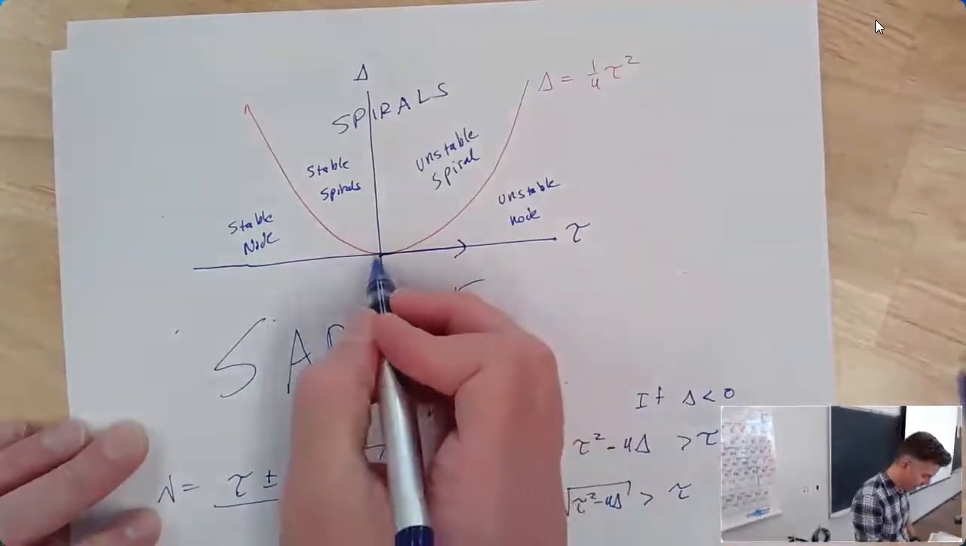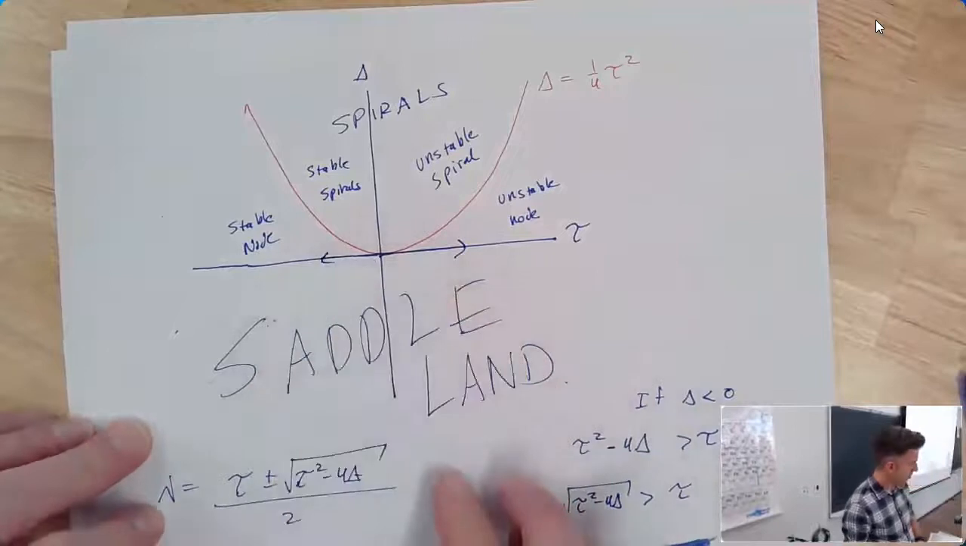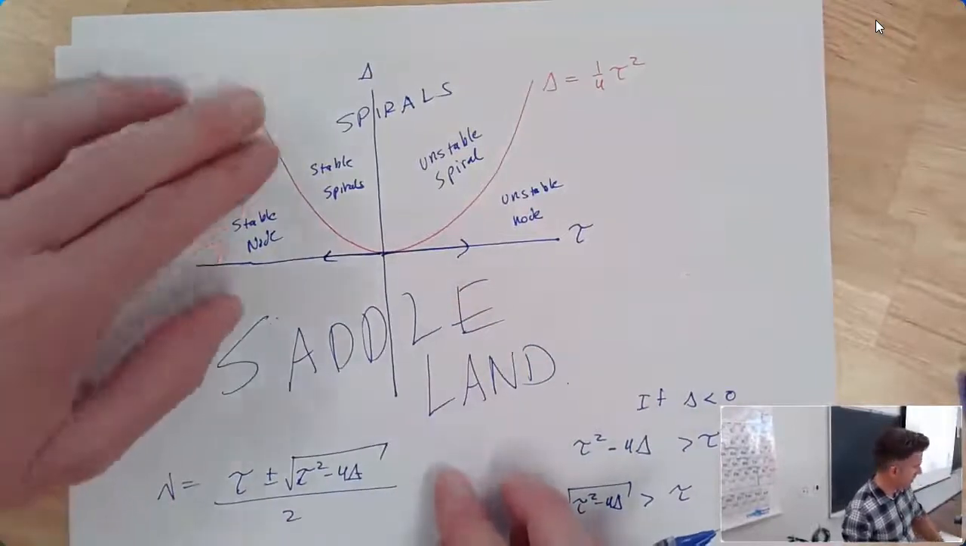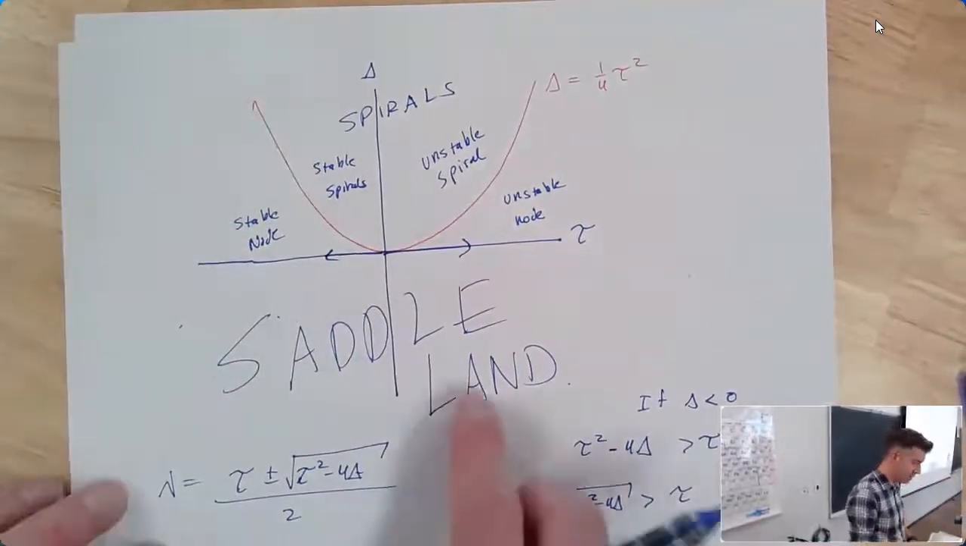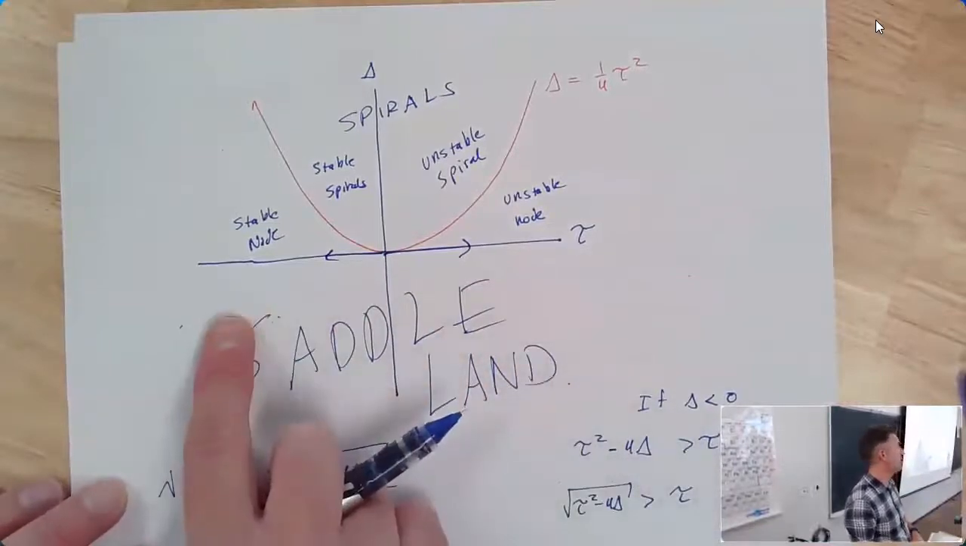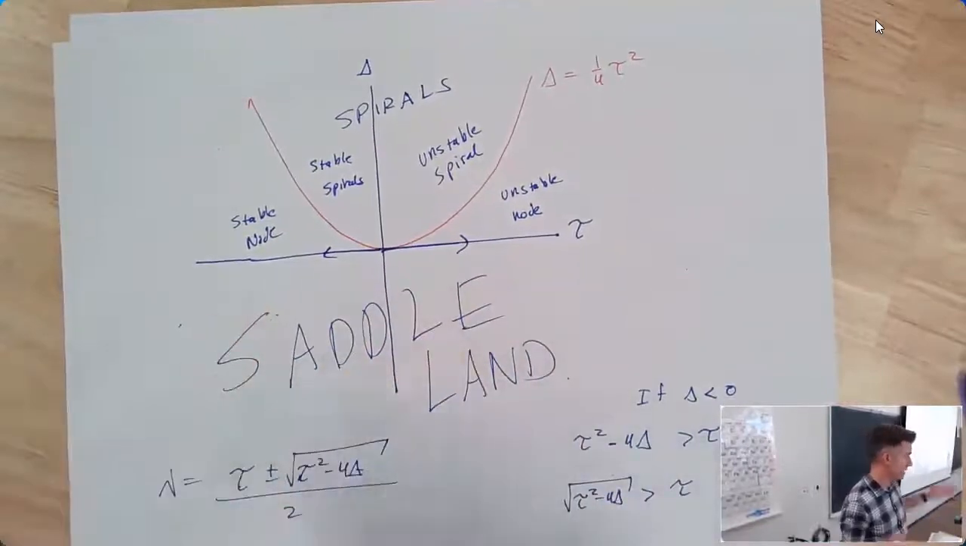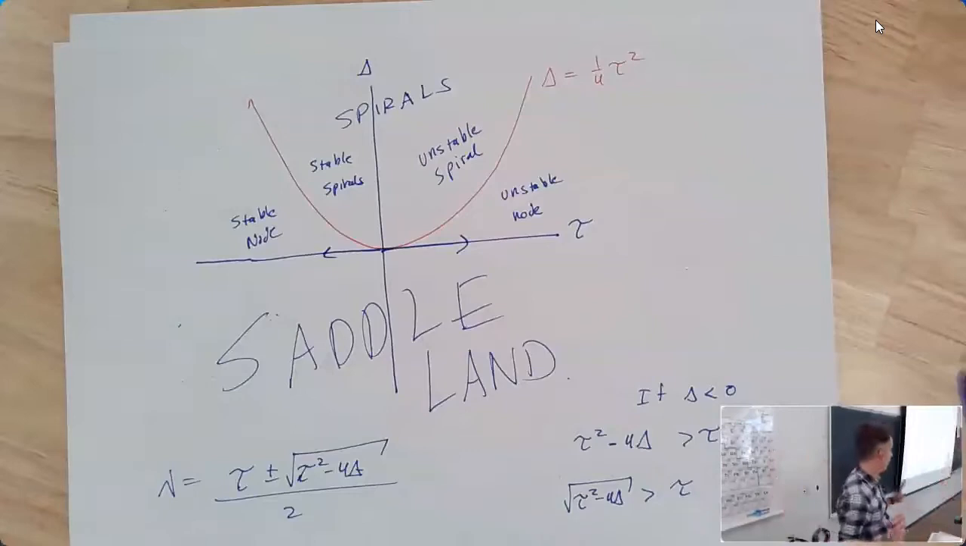If you're on the left-hand side, where the trace is negative, you have a stable node or a stable spiral. Unless the determinant happened to be negative, and then you didn't even think about any of that, because if your determinant is negative, you had a saddle to begin with. So I would say if you're doing this trace determinant thing, look at the determinant first and ask yourself, is the determinant negative? If yes, saddle. If no, then we have to do more.